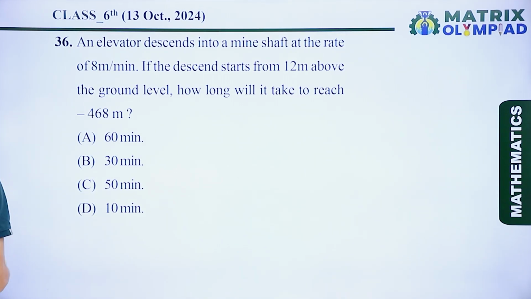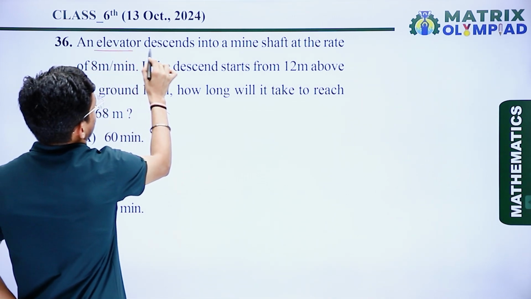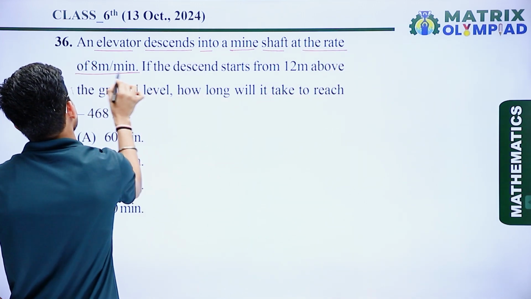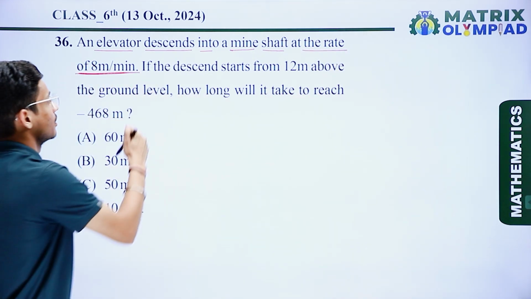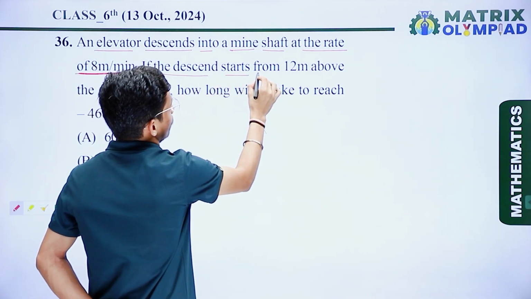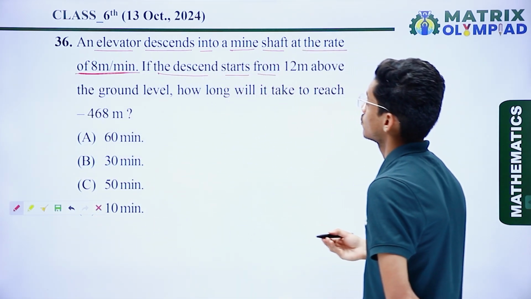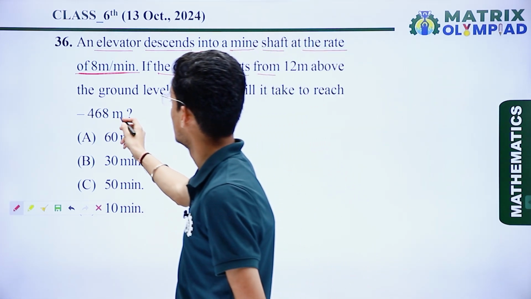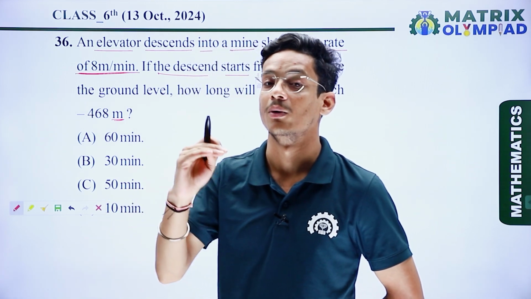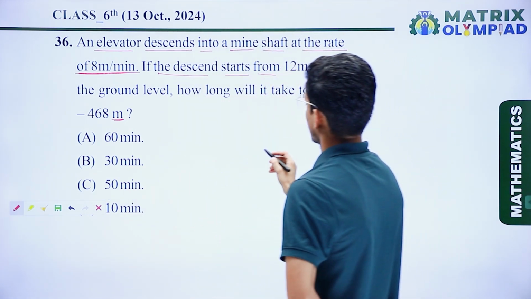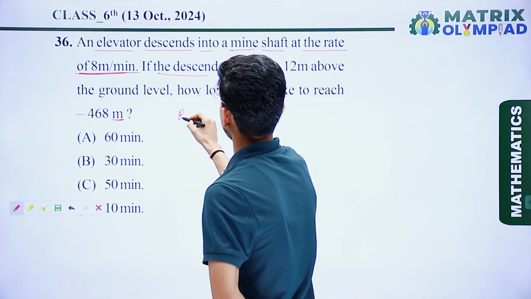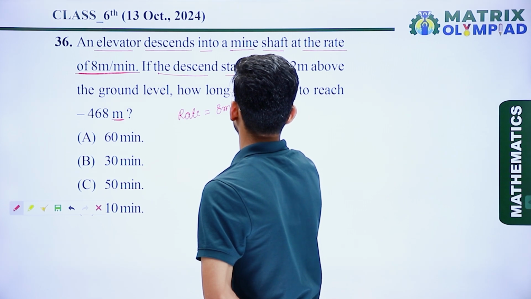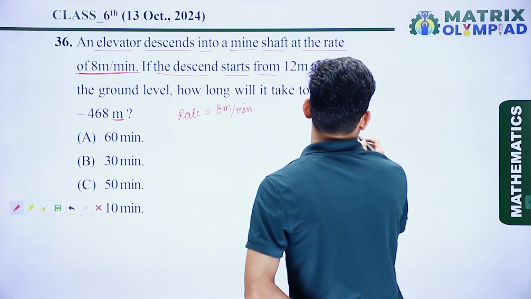So now if I talk about the next question, that is an elevator descends into a mine shaft at the rate of 8 meter per minute. If the descent starts from 12 meter above the ground level, how long will it take to reach minus 468 meters? So here the minus sign shows below the ground. So first we have given a rate that is 8 meter per minute.